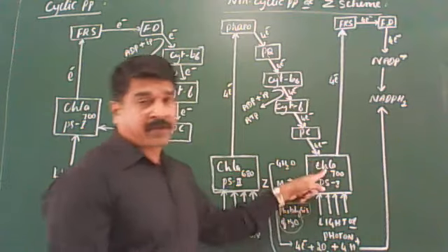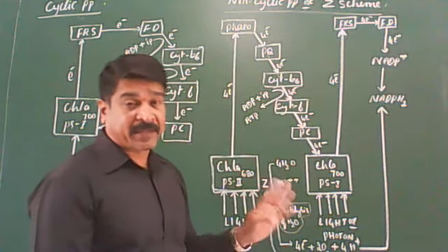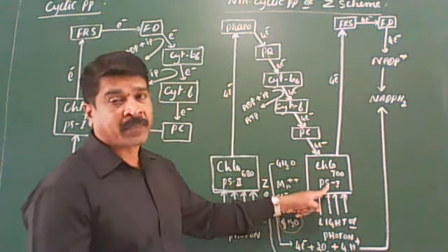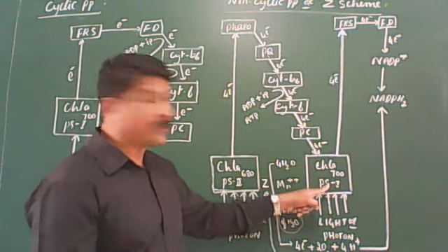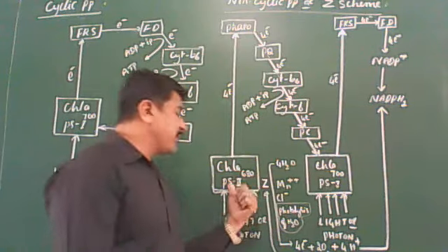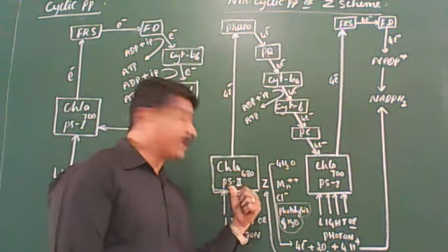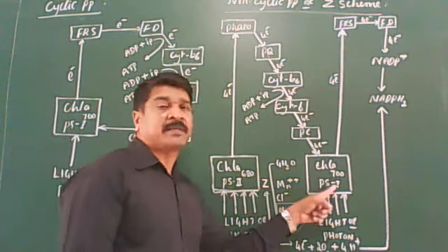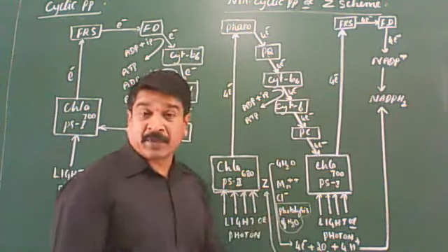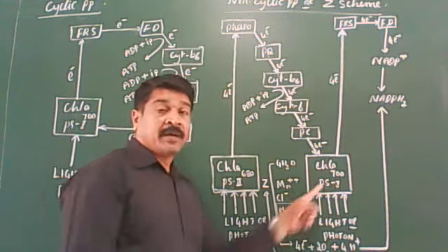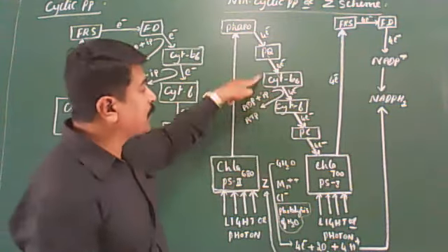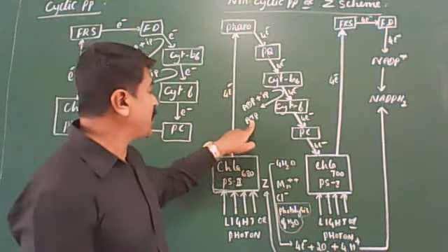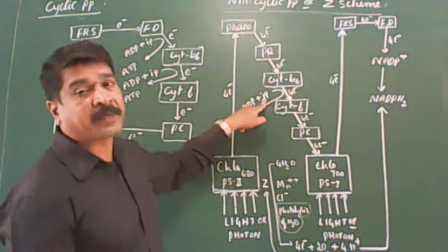Clear? Immediately after the gap is created in its reaction center, the plastocyanin transfers electrons to PS1. These electrons come from PS2. During transfer of electrons from PS2 to PS1, energy is liberated between the cytochrome B6 and cytochrome F. That energy is used for the formation of ATP from ADP and inorganic phosphate.